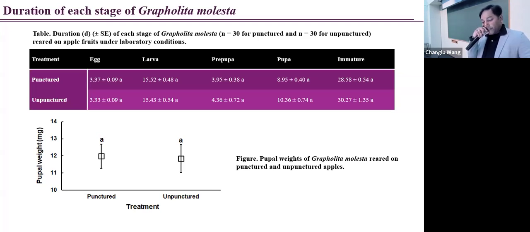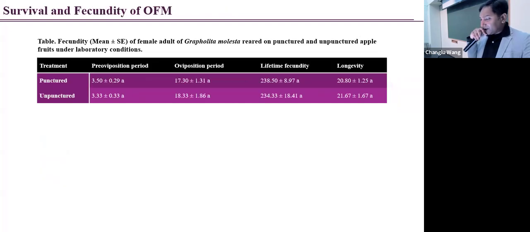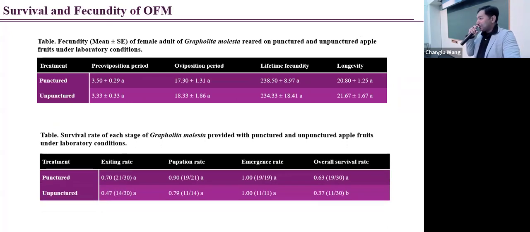And then we checked their pupal weight, which is also similar. There's no difference between these two. And if you see the fecundity, that's also good. Fecundity is like 238 and 234. There's no significant difference. Their longevity, their ovipositional period, the pre-oviposition period, everything is the same. But wait, there's one thing. Their survival rate is almost 63% on punctured, and unpunctured only 37%. Here it makes the difference.